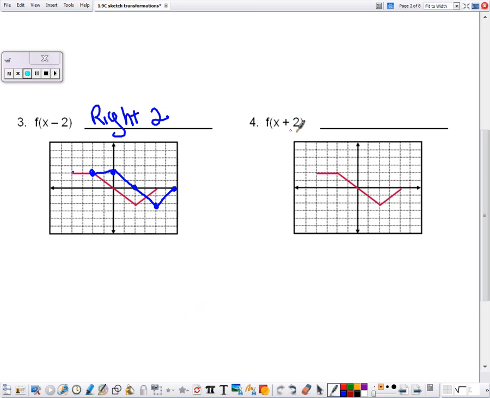And number 4, plus 2 really means to the left 2. So this point goes to the left 2, this one goes here. So count your units over.